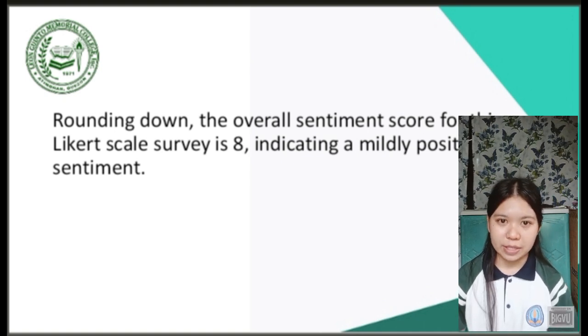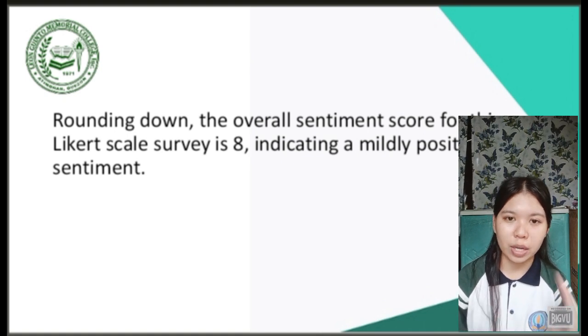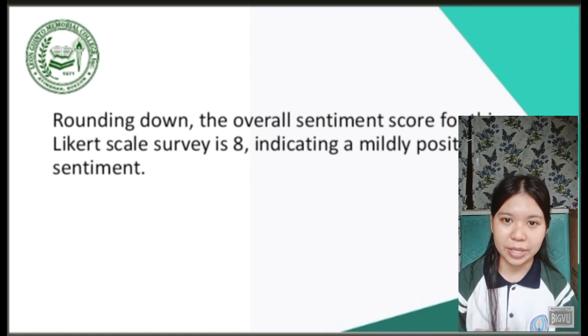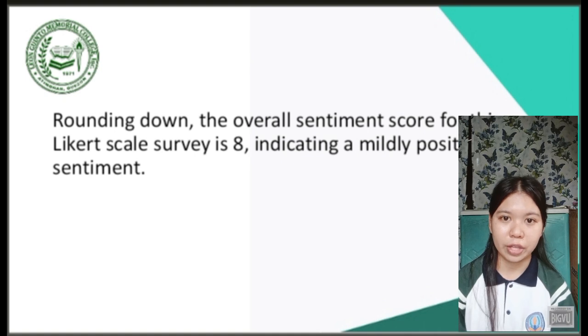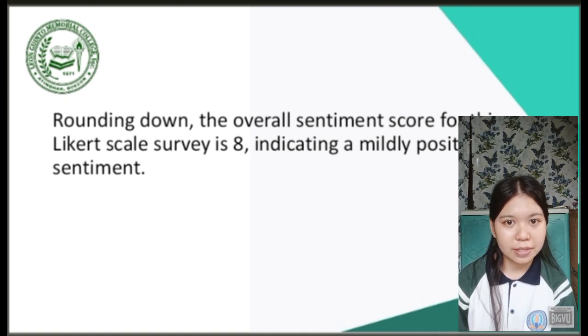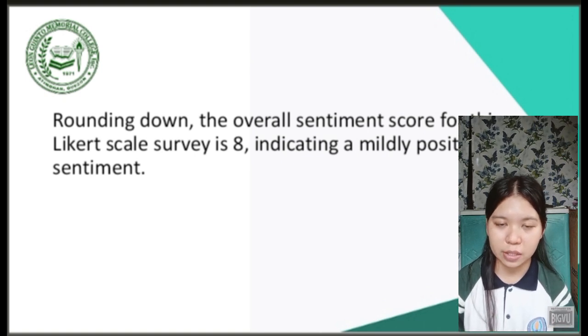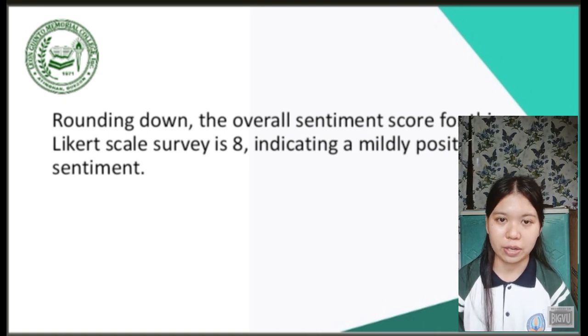So that's it. This example demonstrates how to calculate the Likert scale sentiment score by tallying the responses for each sentiment level, summing up the totals, and dividing by the number of respondents. So this report provides a clear step-by-step process for deriving this metric.